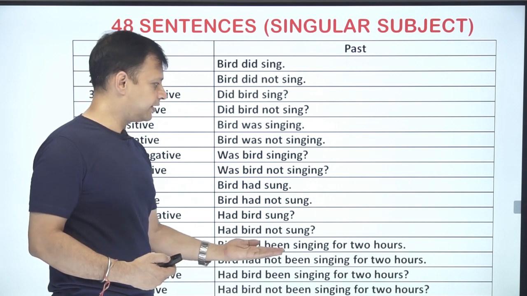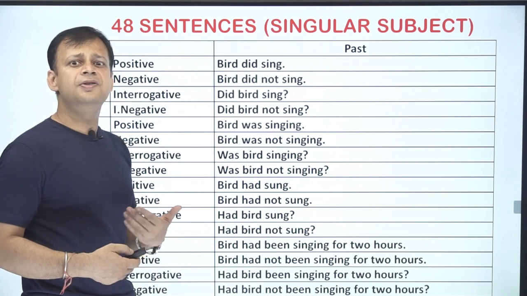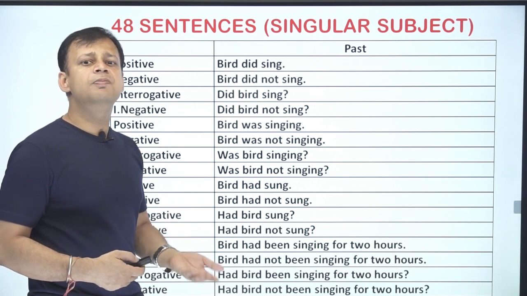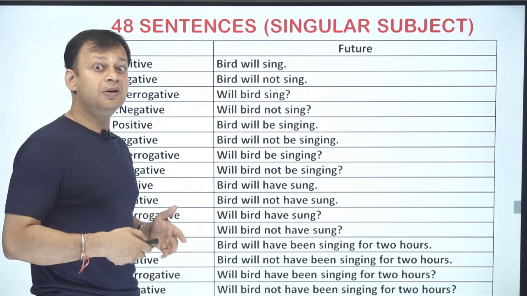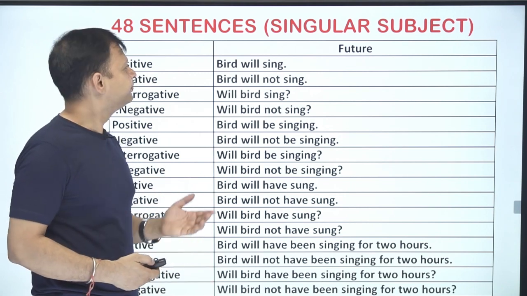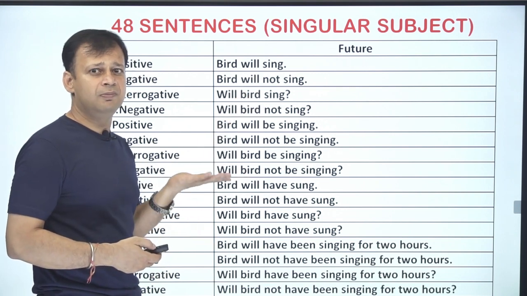Bird had been singing for 2 hours. Bird had not been singing for 2 hours. Had bird been singing for 2 hours? Had bird not been singing for 2 hours? And in the future tense, the structure can be a bit tricky. So let us focus. Bird will sing, quite simple. Add not, bird will not sing. Will bird sing? Will bird not sing?